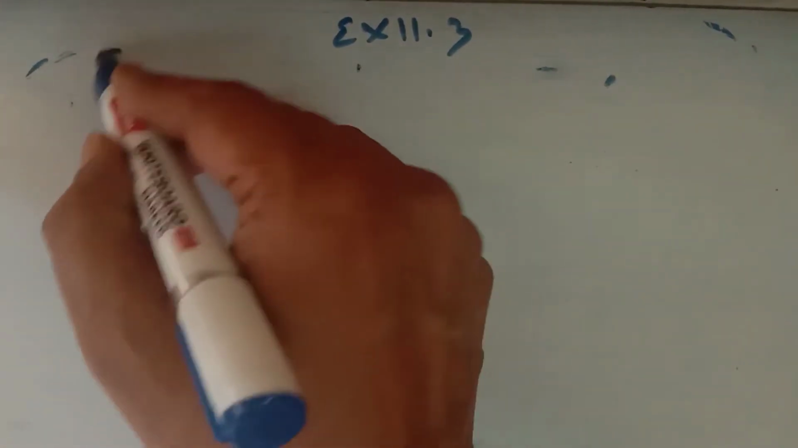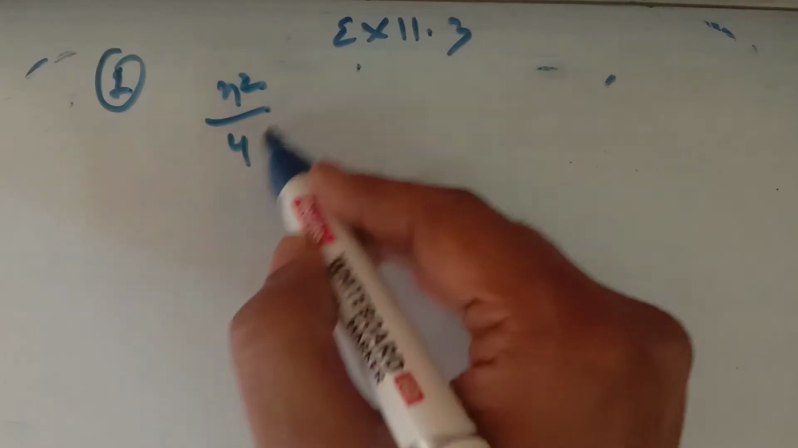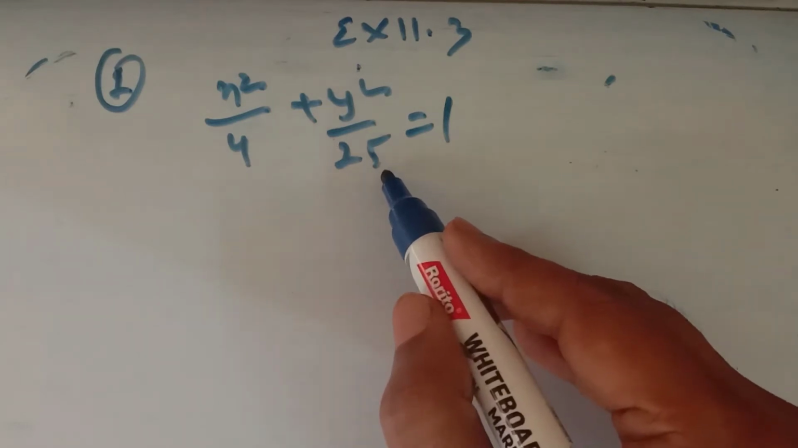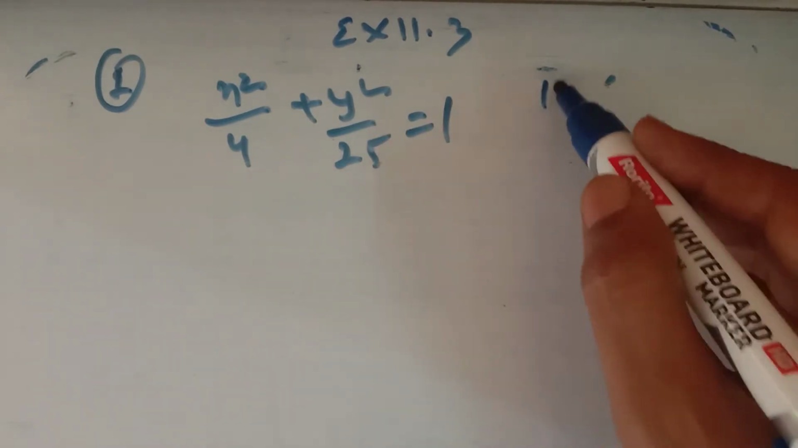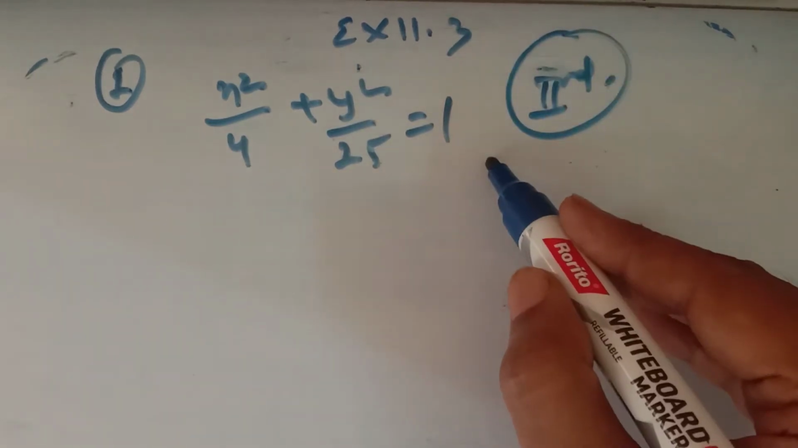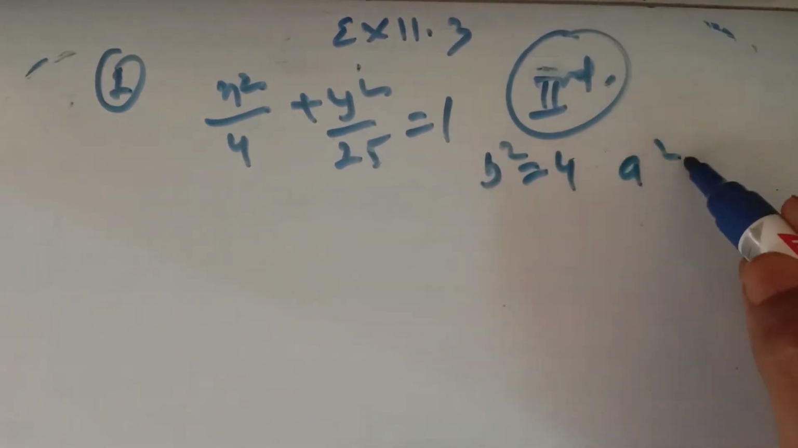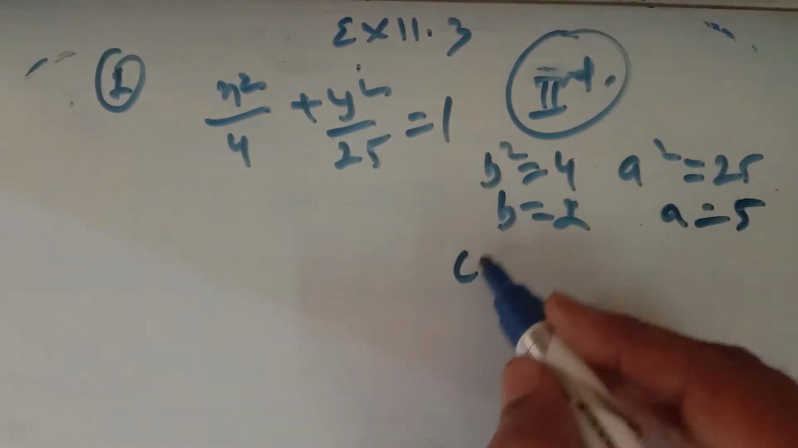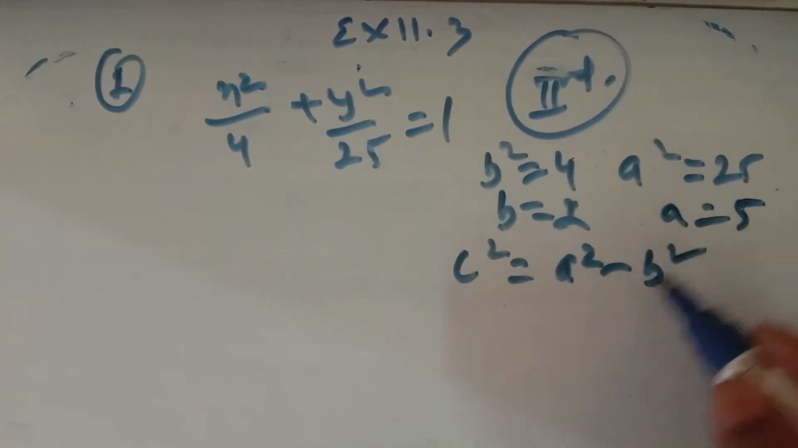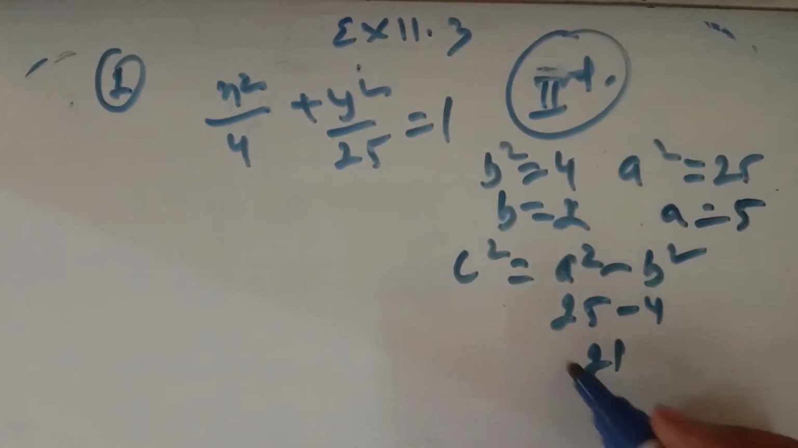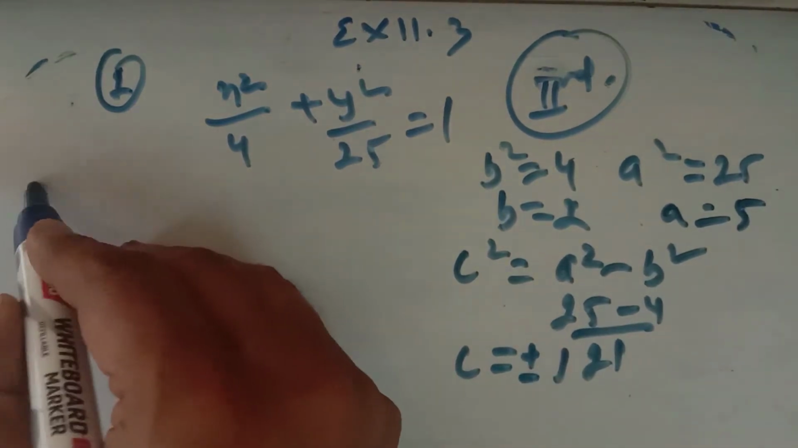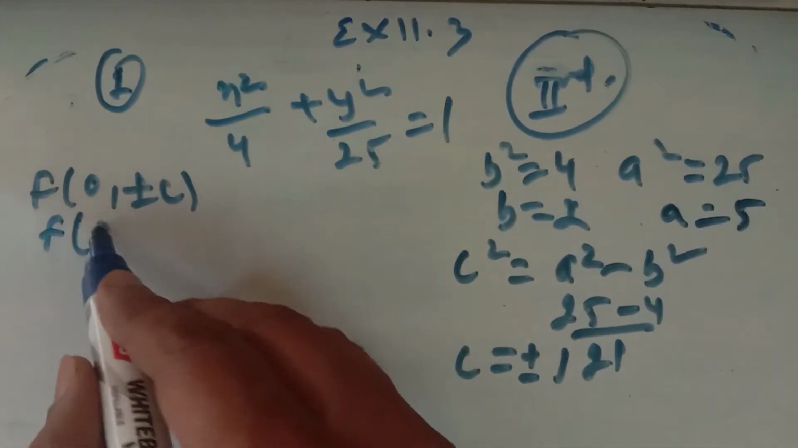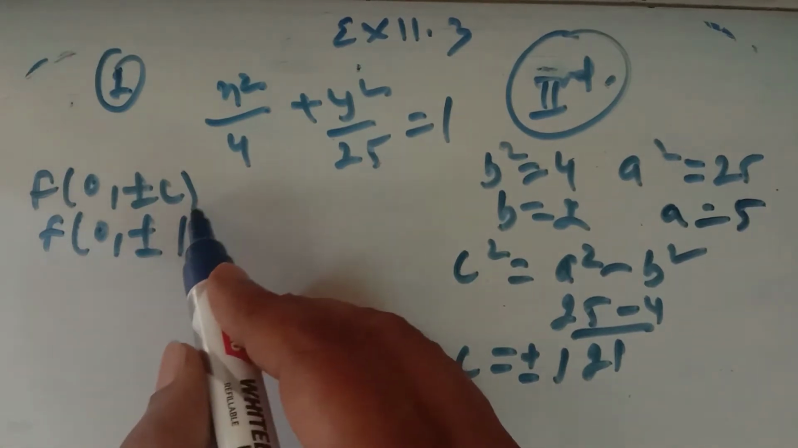Let us take the second one, x square upon 4 plus y square upon 25 is equal to 1. Because the greater value is below the y square, it is the second type, the vertical ellipse, where b square is equal to 4 and a square is 25. So the value of b is 2 and the value of a is 5, and we know that c square is equal to a square minus b square, that is 25 minus 4, 21, so c is plus minus root 21. The foci of this second type ellipse are (0, plus minus c), so c is root 21.